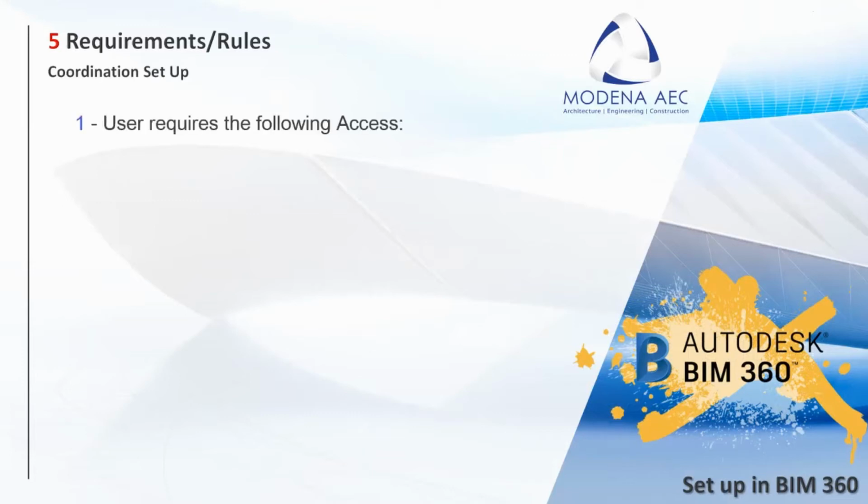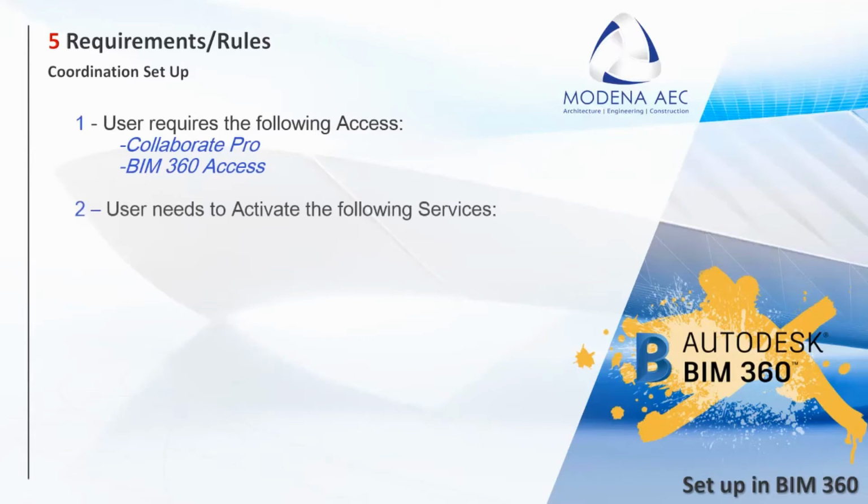Rule number 1: users require the following access: a Collaborate Pro license. The reason for this is that it's not just for design collaboration, it's also there for model coordination. Model coordination is now a new feature that comes with Collaborate Pro. You'll also require BIM 360 access. If you have the licenses and don't have the access, you're not going to be able to run any type of coordination.